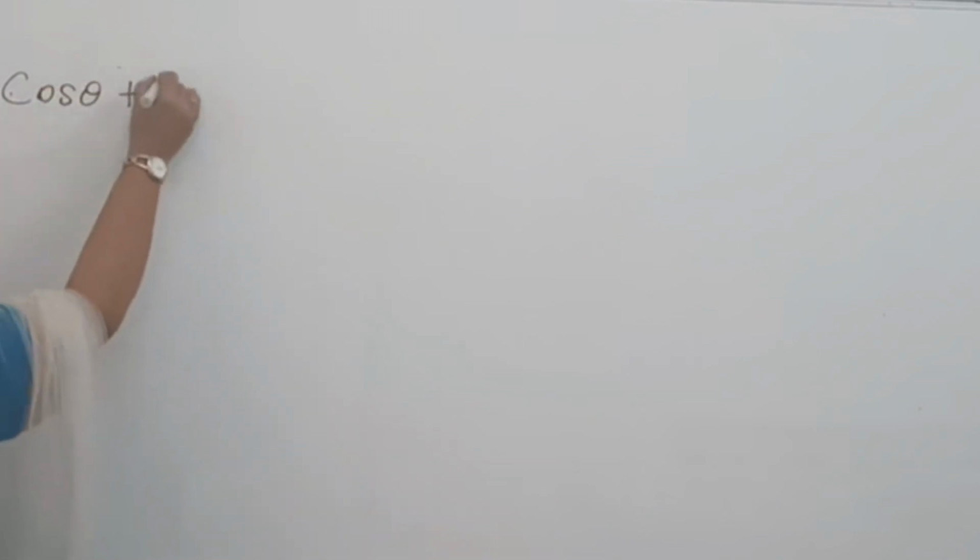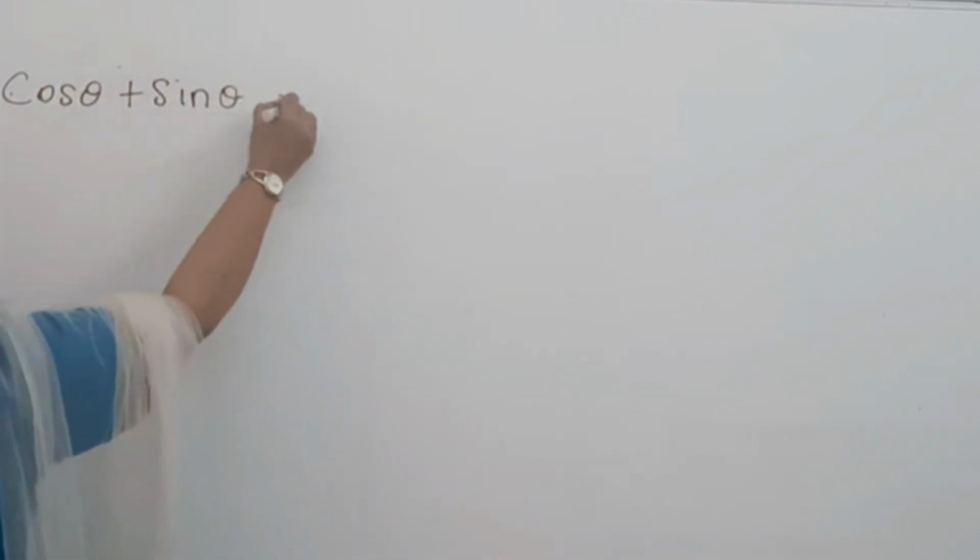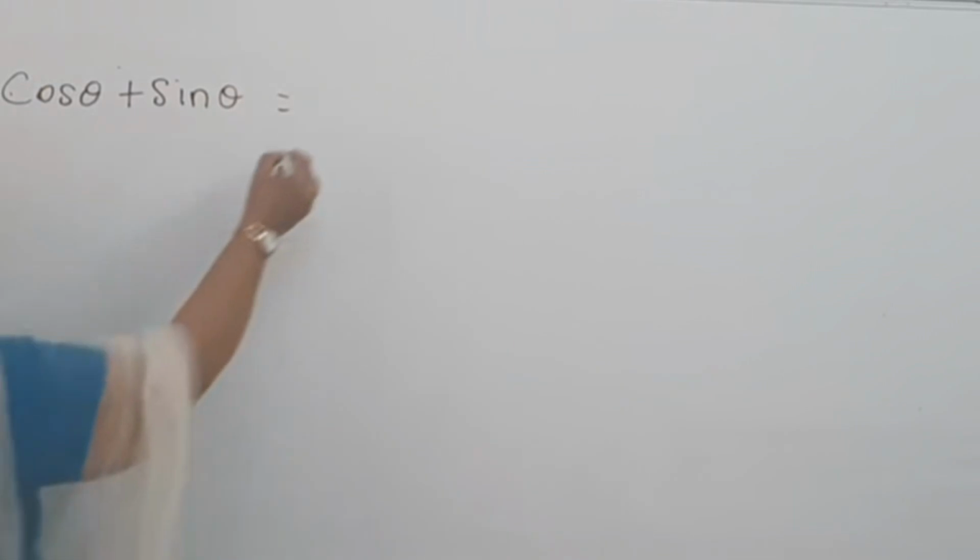Now we move on to the next question, that is cos theta plus sin theta. So I have my cos theta plus sin theta is equal to root 2 cos theta.